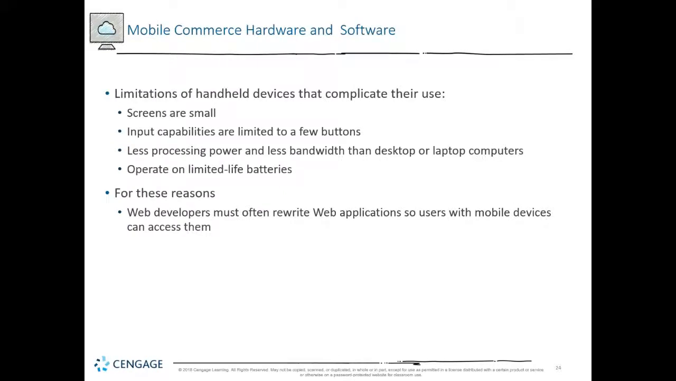Mobile commerce hardware and software. Limitations of handheld devices that complicate their use: screens are small, input capabilities are limited to a few buttons, they have less processing power and less bandwidth than desktop or laptop computers, and they operate on limited battery life.